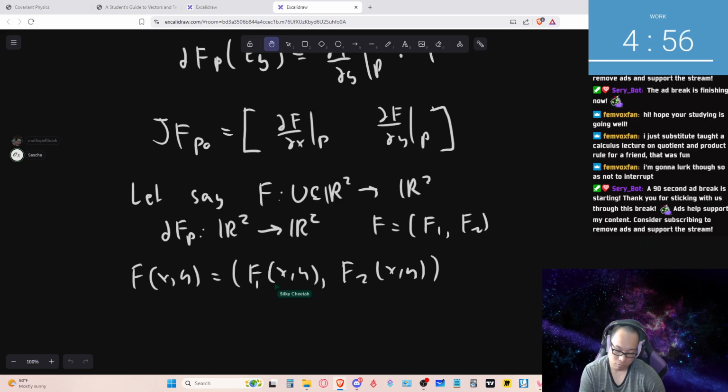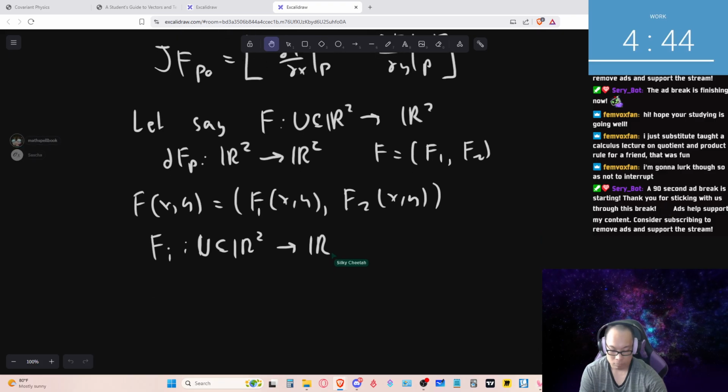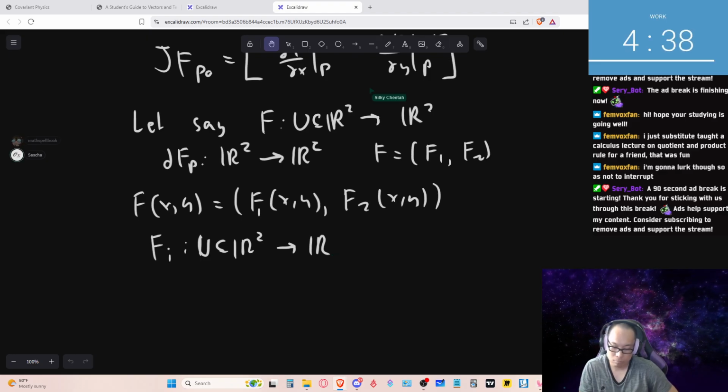So f1 is just a function. The fi are just functions that go from U to R2 to R. So they're just like components for f, because f takes values in R2.